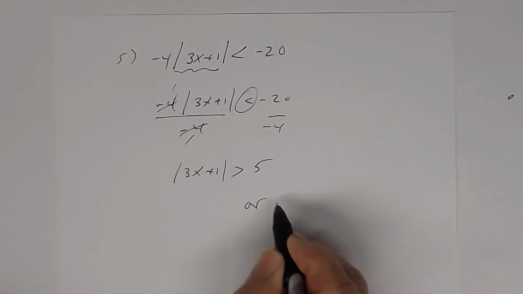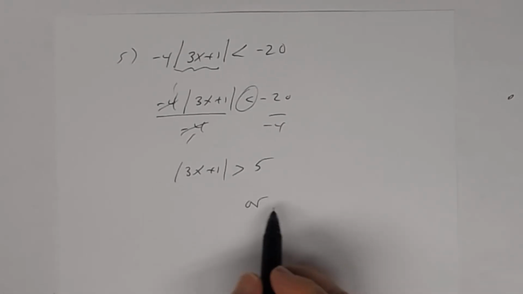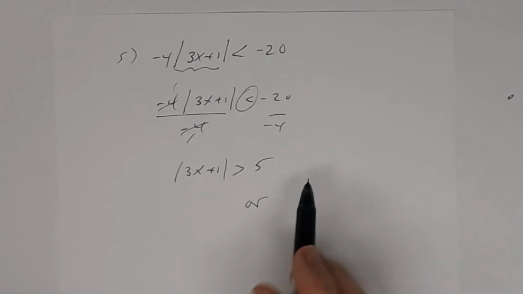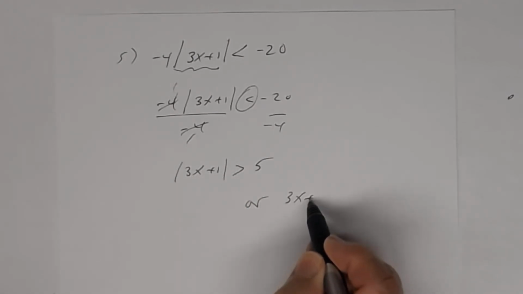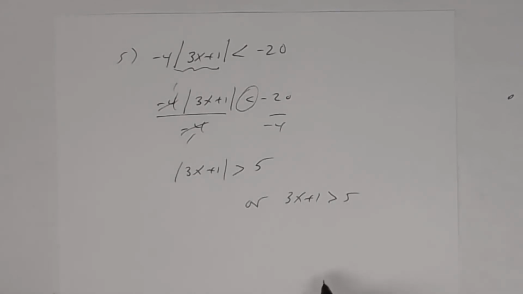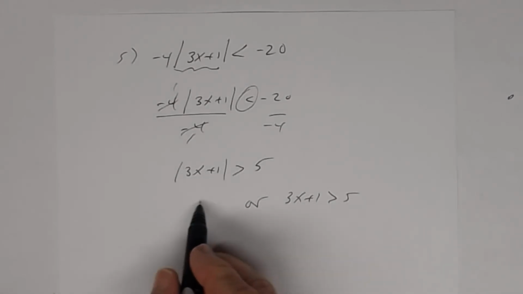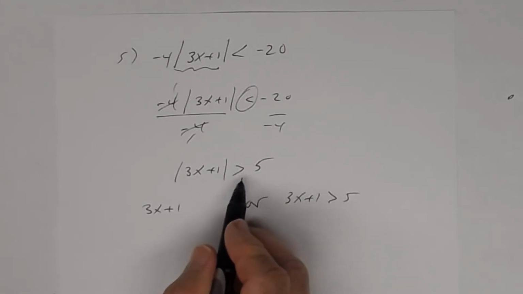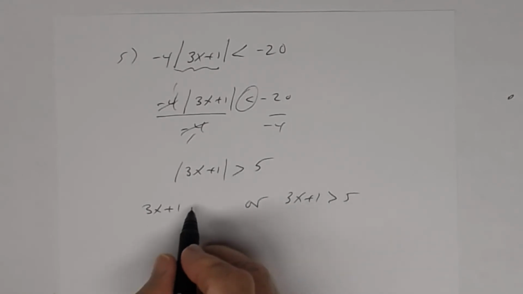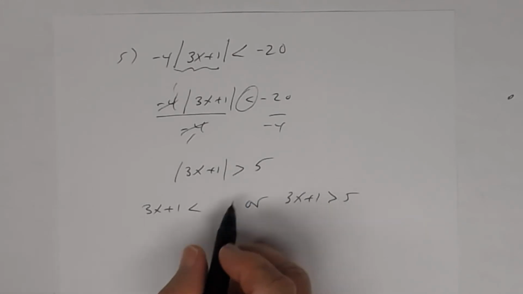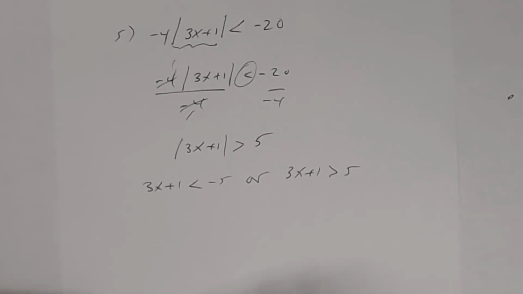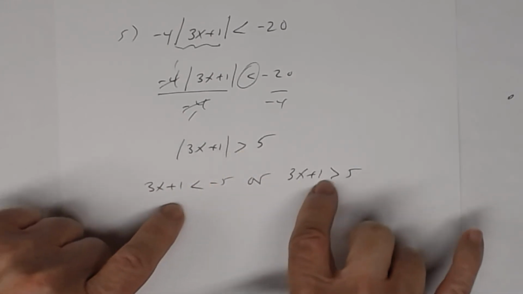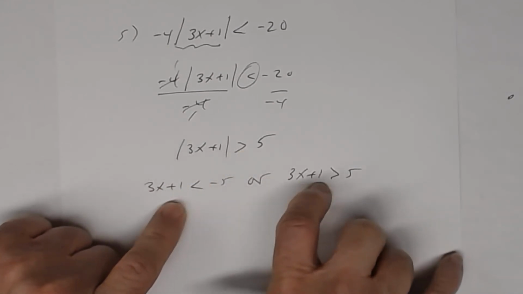So now, it's an or statement. The inequality you put here will be this without the absolute value bars. So 3x plus 1 is greater than 5. And over here, you're going to say 3x plus 1, and you just do the opposite of what you see. Greater than becomes less than, and you take the opposite of 5, which is negative 5.